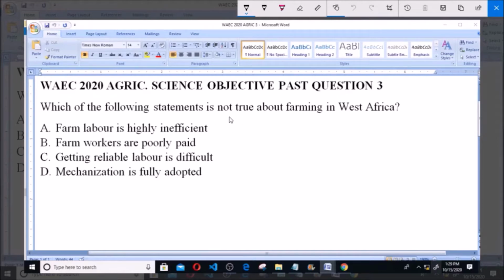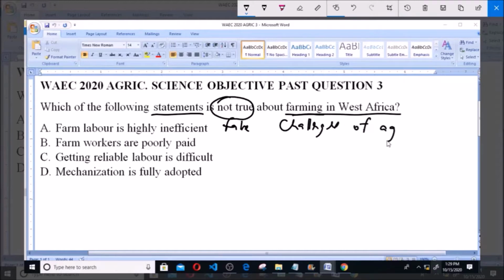So, if you had to rephrase this question, we are asked to pick out which statement among the options is untrue or false about farming in West Africa. That means among the 4 options given to us, 3 of them are true. So which among them is not true or false among the statements given to us? Now, it has to do with farming in West Africa, or challenges of agricultural production in West Africa.